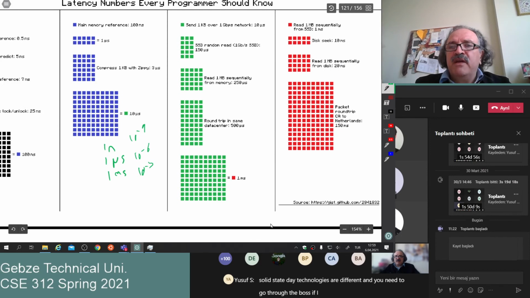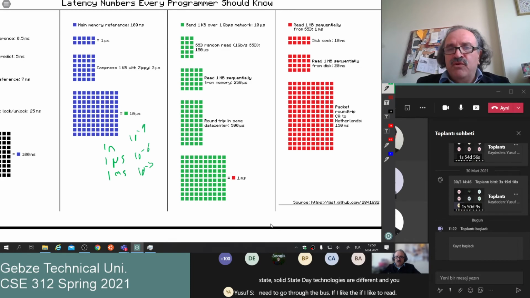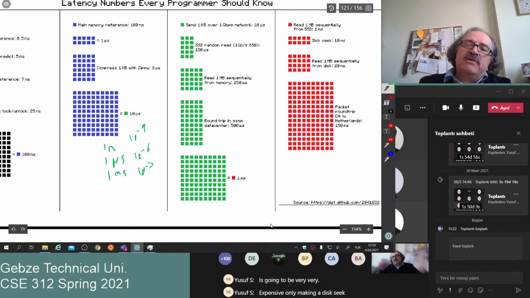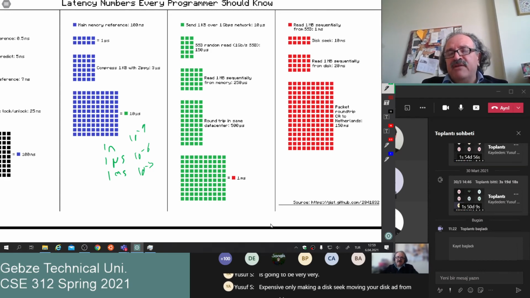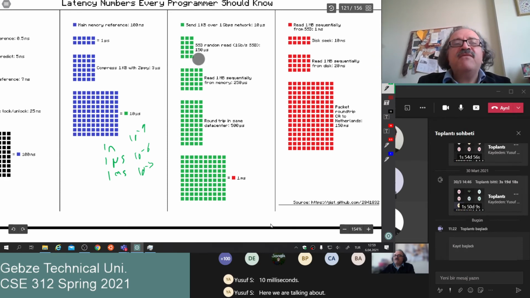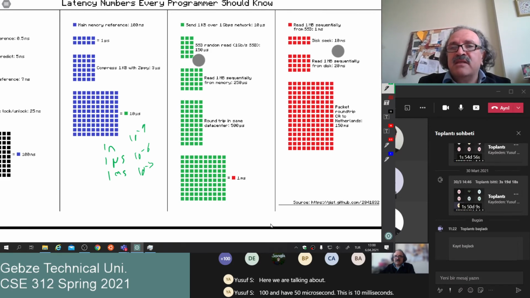If I like to read data, okay, from the disk, is going to be very expensive. Only making a disk seek, moving your disk head from one position to another one, on the average is going to take 10 milliseconds. Here we are talking about 150 microseconds. This is 10 milliseconds. Okay, this is 1000 times or 700 times more expensive.